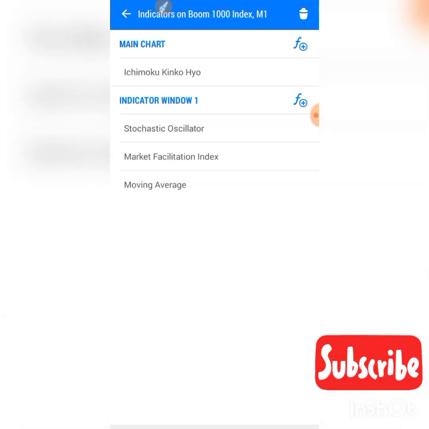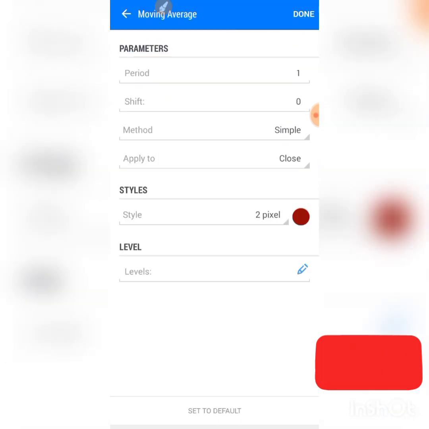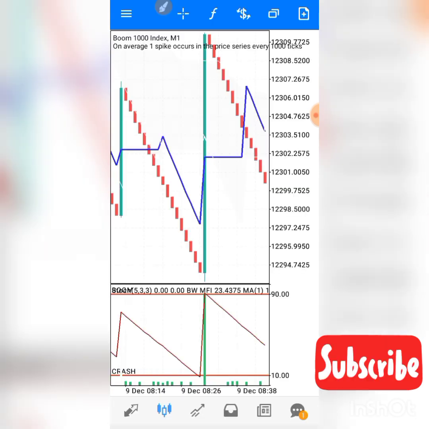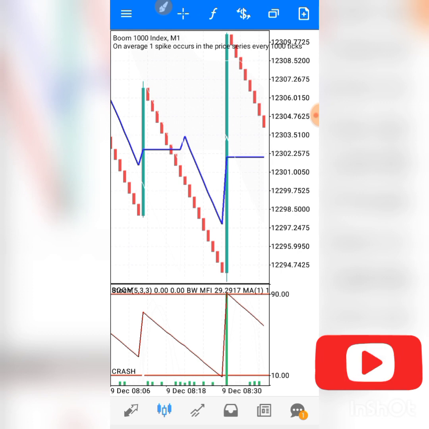The last one we are adding is the moving average. So the period is 1, the shift is 0. The method is simple, and we are applying it to close. Then the style is 2 pixels. Then I'm choosing the color red, but you can choose any color that you want. Then click on done, and your strategy is set.